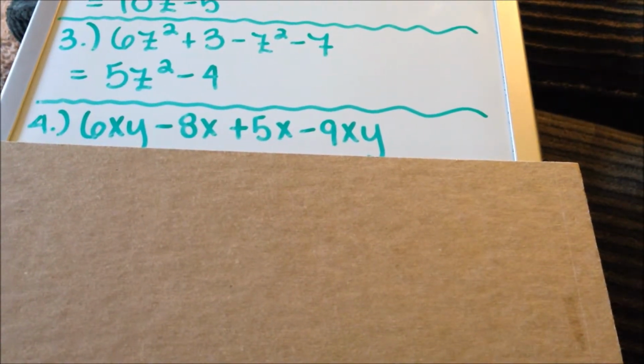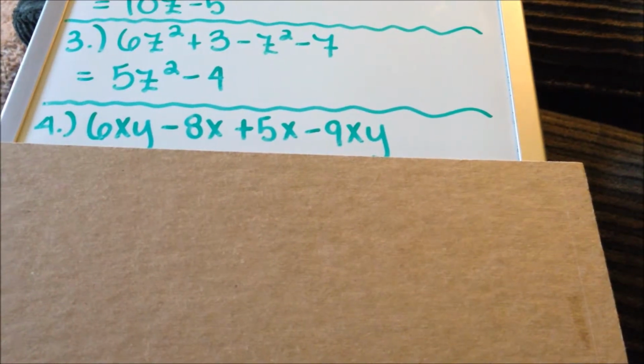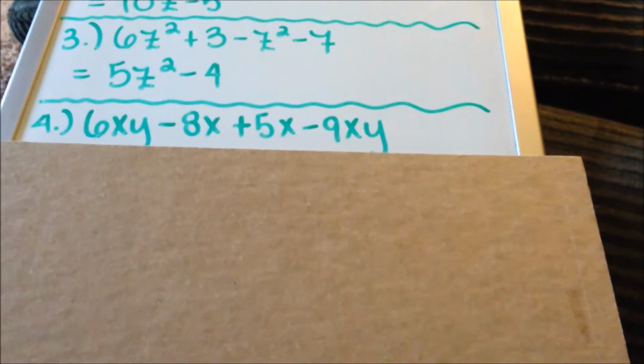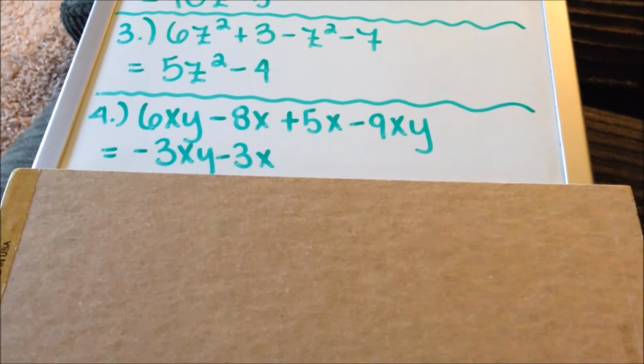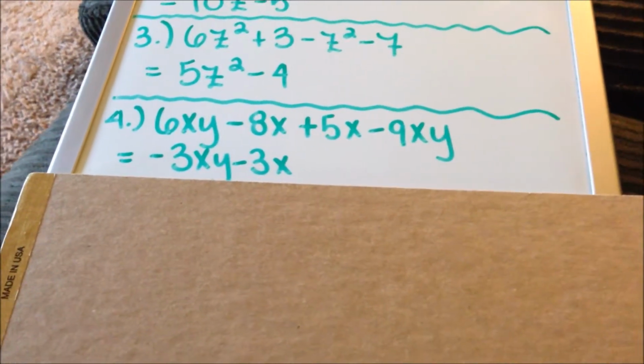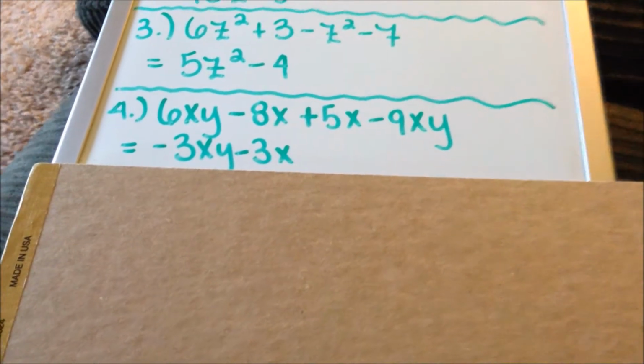And then we have negative 8x plus 5x. That gives us negative 3x. The x stays the same. Our final answer is negative 3xy minus 3x. If you were to write your answer as negative 3x minus 3xy, that would also be correct.